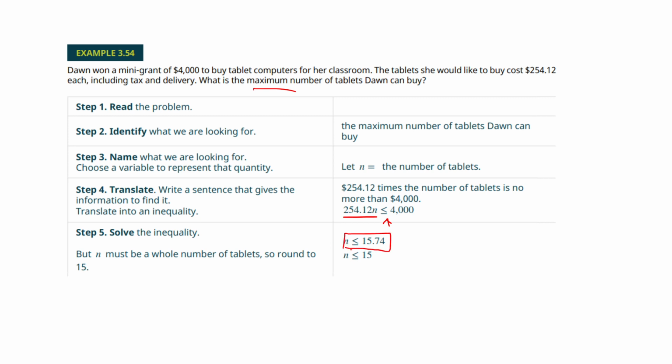Now, an interesting thing happens here. We say n has to be less than or equal to 15.74, but tablets have to be whole. So we can't round up to 16. That would be more than she can afford. So we just naturally have to round down to 15. So n is less than or equal to 15 tablets. Does that make sense? We can't go up to 16 because 16 is more than she's allowed to have. So we're going to just have to round down because it has to be a whole tablet. You can't have part of a tablet.